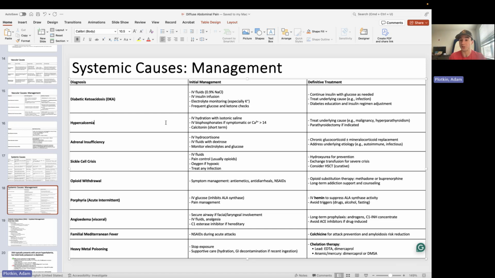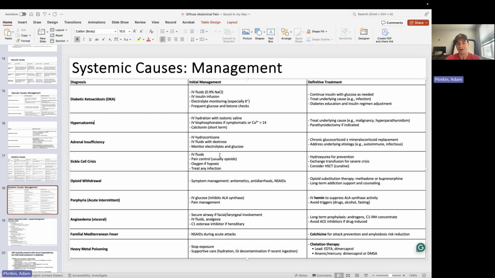They're going to help perfuse the kidneys and make sure you don't get any end organ damage. All right, then we can go to bisphosphonates and calcitonin. Calcitonin is going to work now. Bisphosphonates are going to take a while to work, but they're going to be the best long-term option. Obviously, treat the underlying cause. If they have hyperparathyroidism, we'll probably have to take those out. Adrenal insufficiency, I talked about that management in the Waterhouse-Friderichsen, so go watch that.